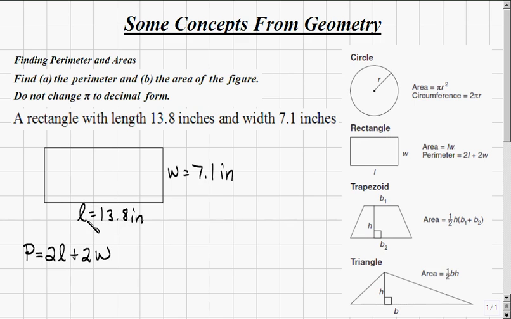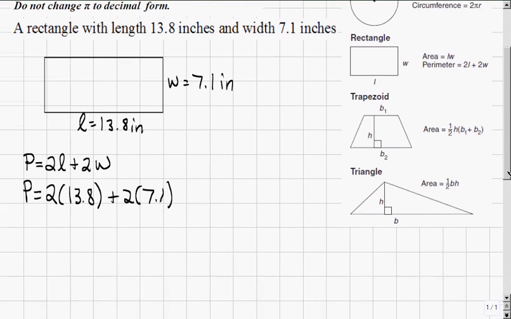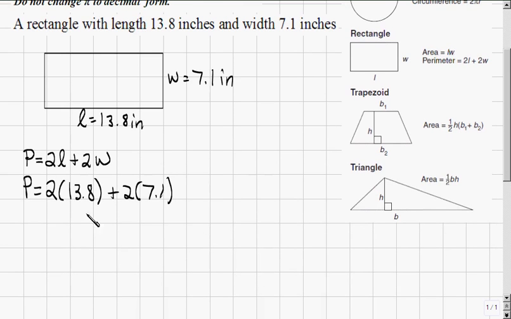So let's plug L and W in and then compute our perimeter. So P equals 2 times 13.8 plus 2 times 7.1. In doing order of operations, we'll first multiply 2 times each one of those quantities and then add up our resulting answer. To multiply 2 times 13.8, we'll use long multiplication.